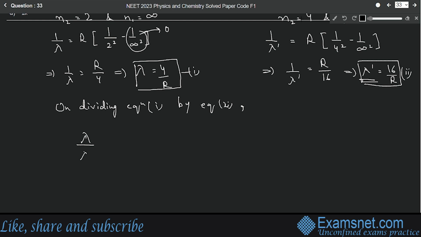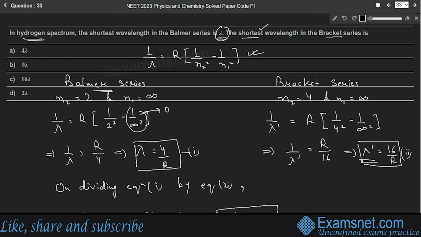lambda by lambda dash equals 4 by R into R by 16. Okay, so R cancelled. Here we'll get 1 by 4. So lambda by lambda dash is 1 by 4. So what will be the value of lambda dash? It will be 4 lambda. Okay, so the minimum wavelength in case of Brackett is 4 times the wavelength of the Balmer series. Shortest wavelength, okay, so 4 lambda, that means option A will be the correct answer.